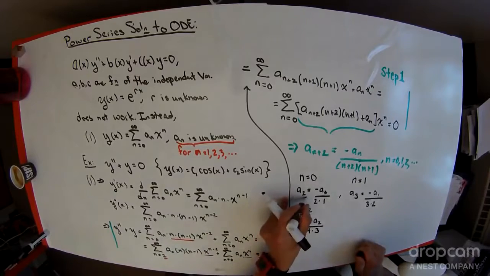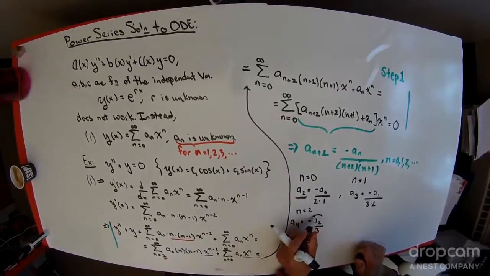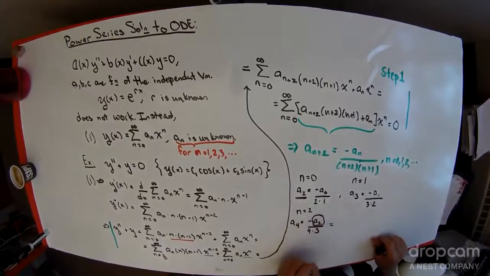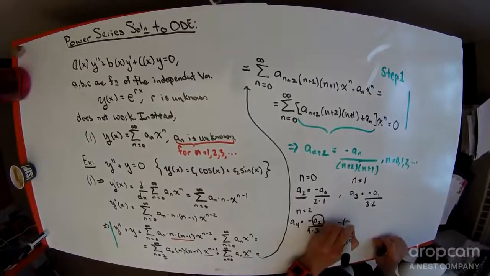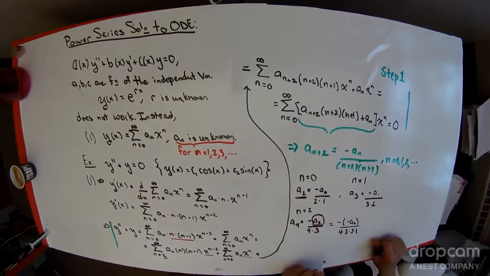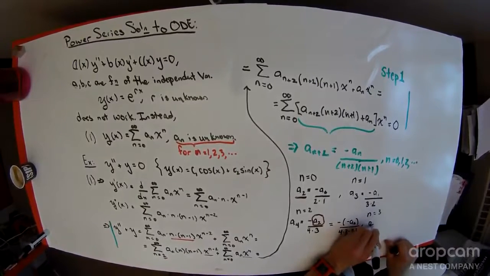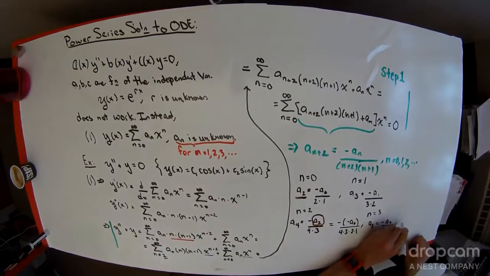Actually, we know a sub 2 from before. Reinjecting what we know, we get negative a sub 0 over 4 times 3 times 2 times 1. And if n is equal to 3, we get a sub 5 is equal to negative a sub 3 over 5 times 4. But I know a sub 3 again, so I get negative a sub 1 over 5 times 4 times 3 times 2.